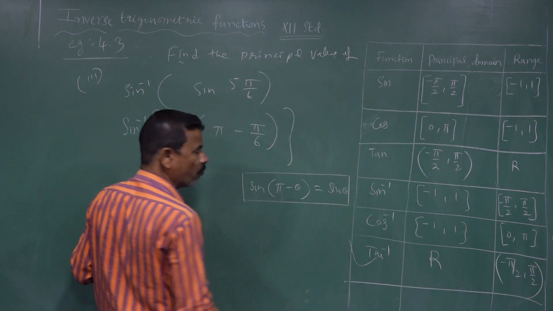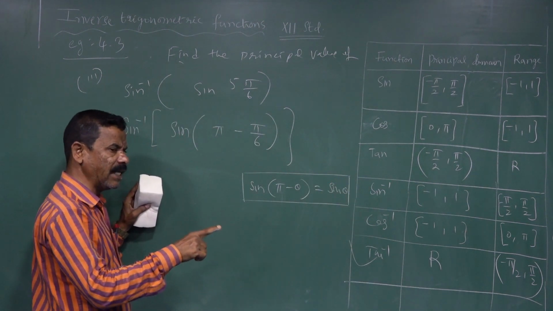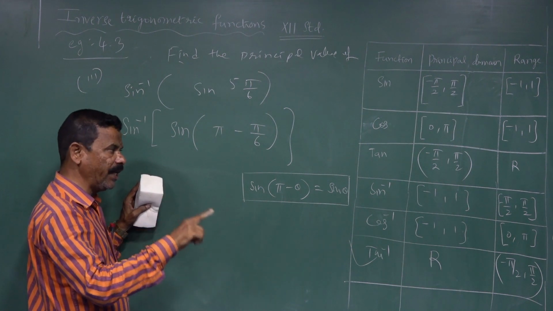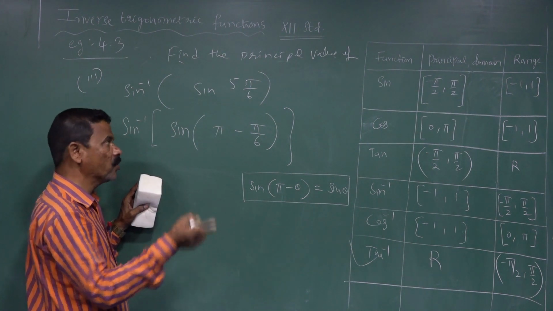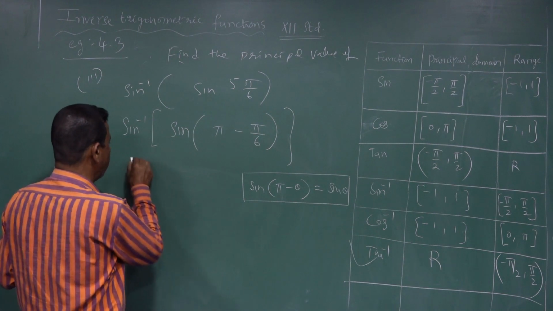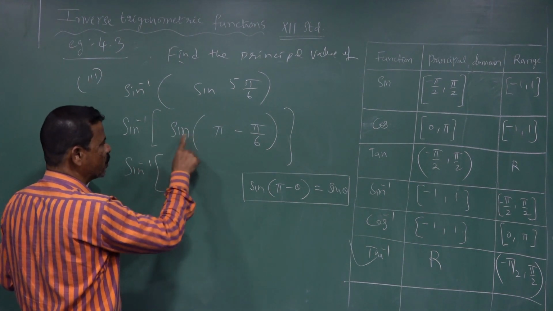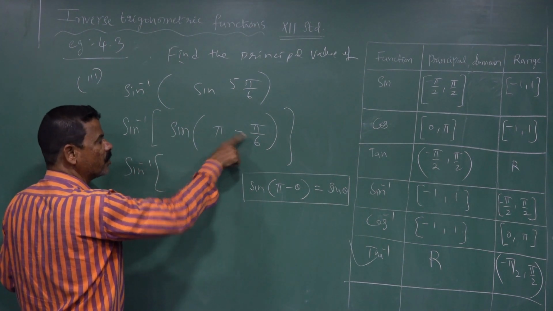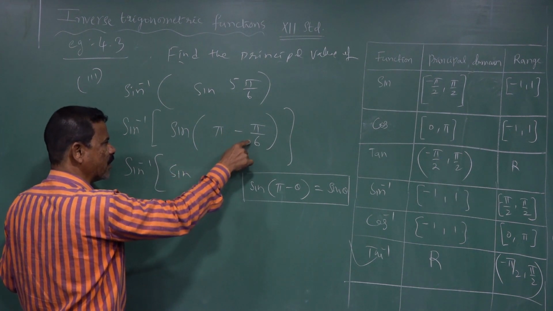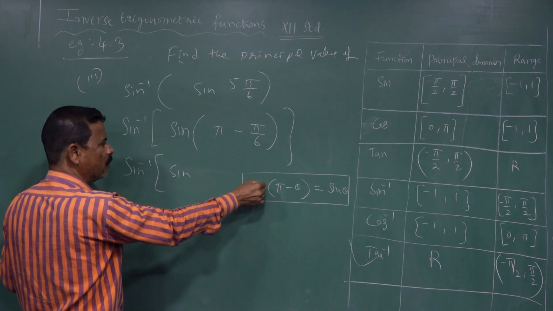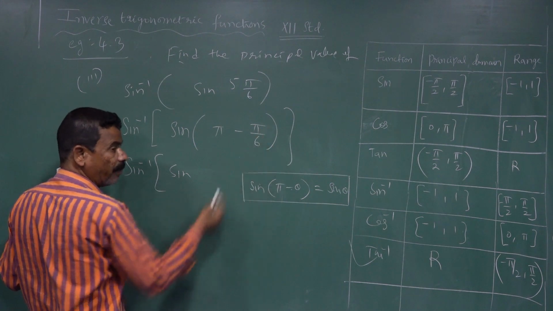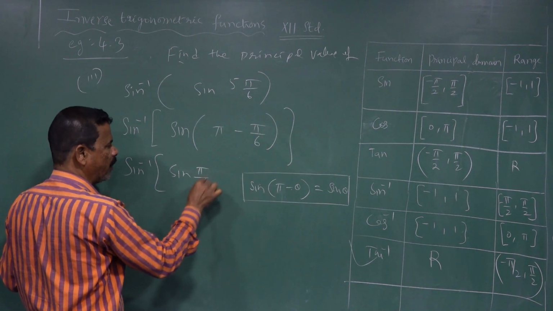This is the trigonometric formula: sin(180 minus theta) is equal to sin theta, and cos(180 minus theta) is minus cos theta. Here only sin is given. So sin inverse of sin(180 minus theta) gives sin theta. Theta here is 5π/6. Compare this formula: π minus theta is 5π/6, so here sin 5π/6.